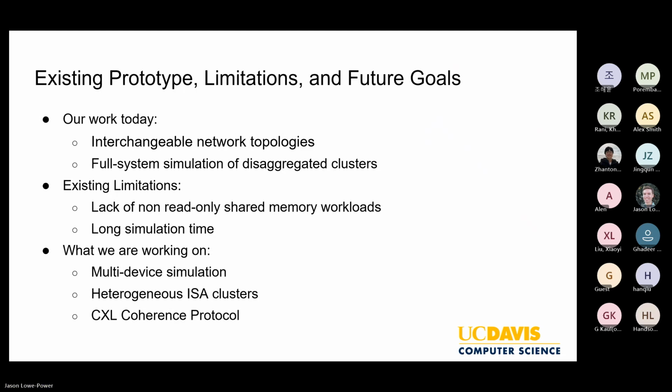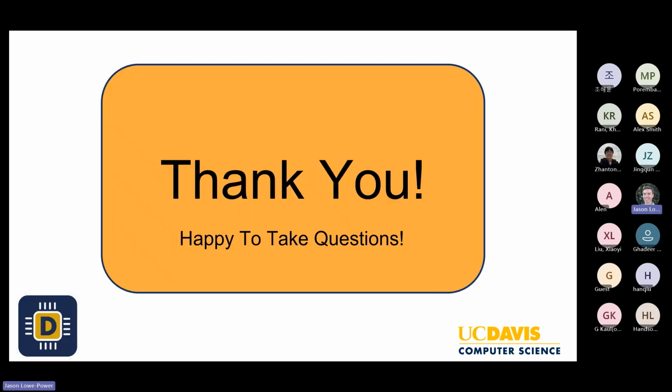And then, of course, the other things that we are currently working on are multi-device simulation, so you're able to add more than just one memory device and maybe have it in a way that one device is only available to certain systems and the other to other systems, or just make a memory pool like I showed in the first figure, and having a heterogeneous ISA cluster. So being able to run systems like ARM, x86, and RISC-V all in a single cluster. With that, I'm going to conclude. Thank you, and I'd be happy to take any questions.